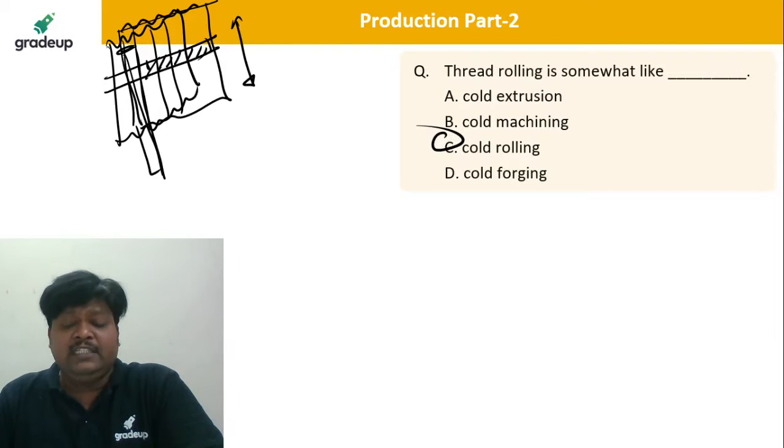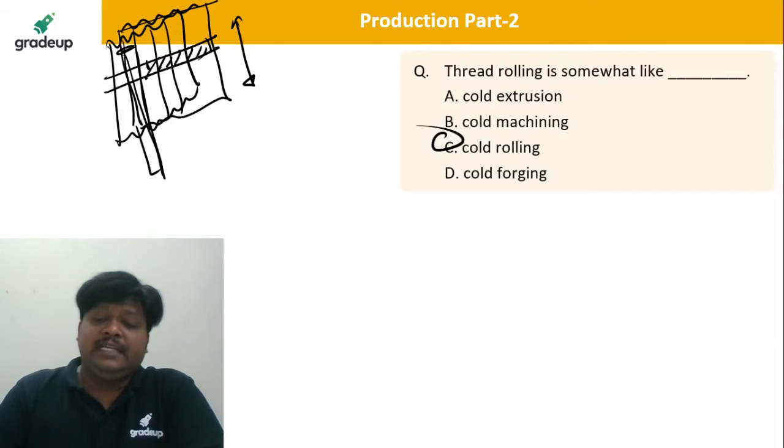Kartik, coining is of course a cold forging process. Cold forging. And it is conducted in a closed die. It is a closed die forging process. Next question.